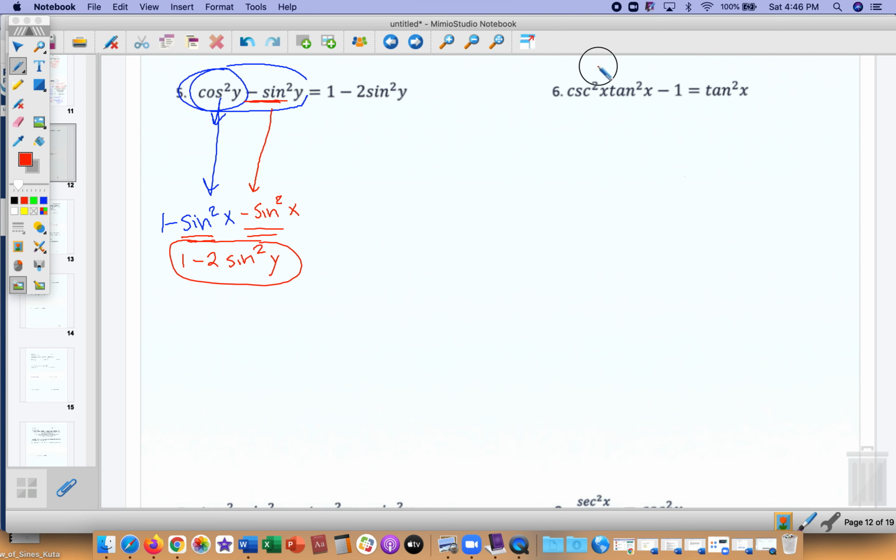For number 6, I'm going to play around with the left-hand side and try to get it so that it's tan squared x. I want to replace cosecant squared first. I'm going to try playing around with that. So I know cosecant is 1 over sine. I'm going to play around with the tan and replace that with sine over cos. And then this is all minus 1.